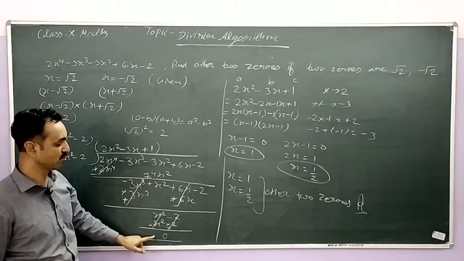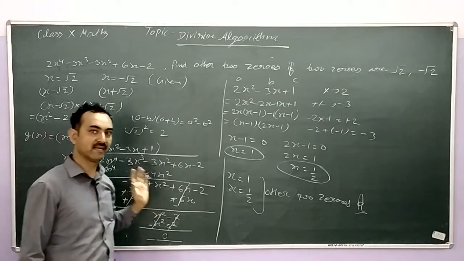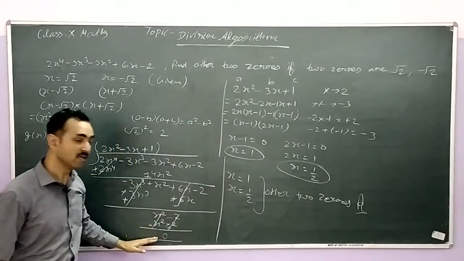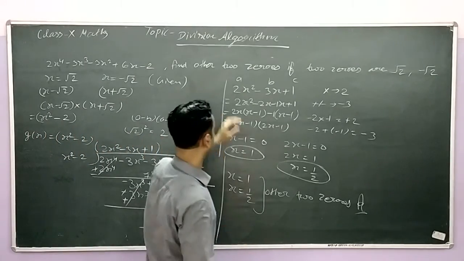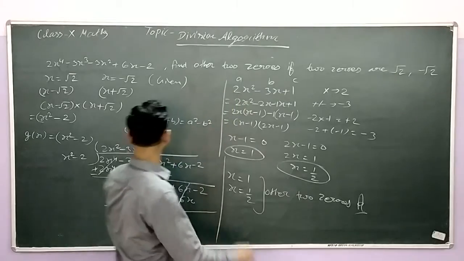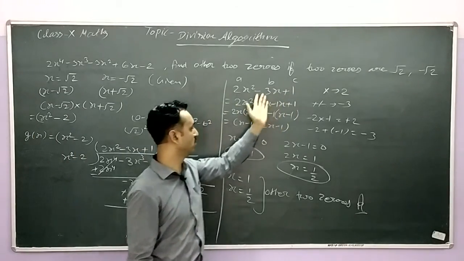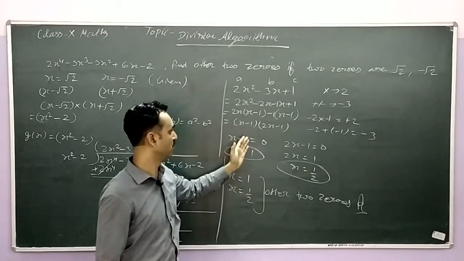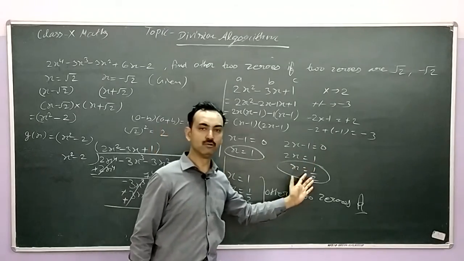Otherwise, why is it 0? Because these are the factors. Always, if the question is saying factor, then you have to get 0 as a remainder when you divide the polynomial by the given factor. So by using this quotient you can see the quadratic polynomial, so we will do factorization, and by using factorization you will get 2 factors, and by putting these 2 factors equal to 0 you can find the other 2 zeros.